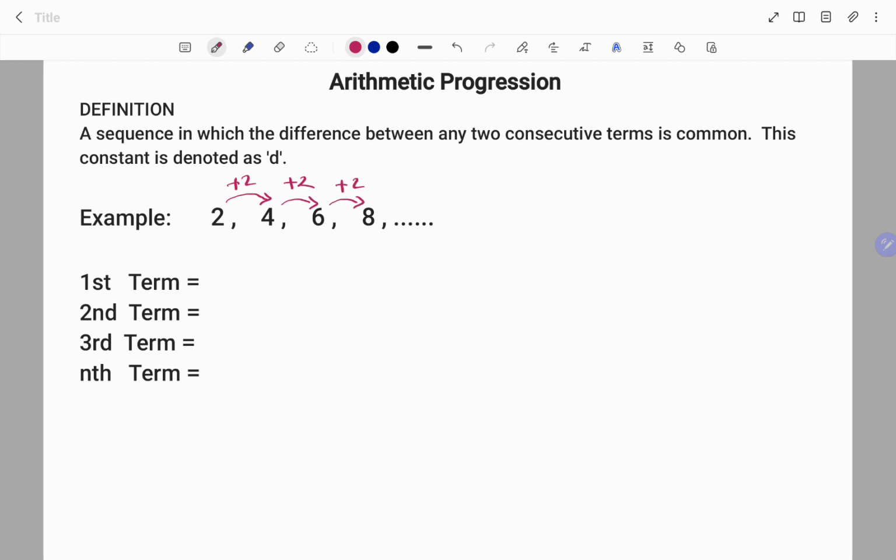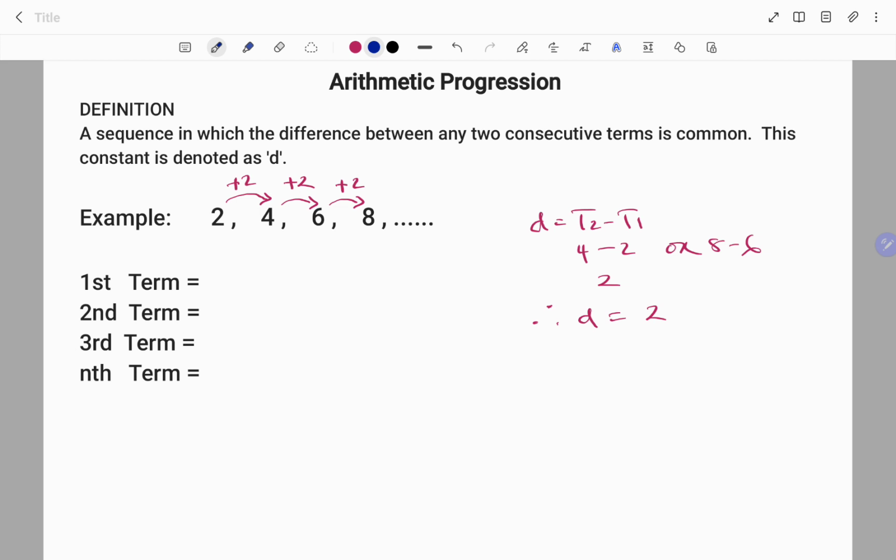Thus, in this example, the common difference, d, which is the same thing as finding the difference between two consecutive terms, is 4 minus 2 or 8 minus 6, which is going to give us 2. So therefore, our d is plus 2.